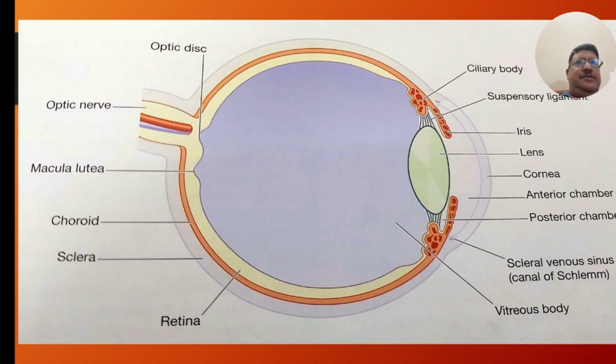So this is the structure of the eye, that is ciliary body and suspensory ligament, iris, lens, cornea, anterior chamber, posterior chamber, scleral venous sinus, vitreous body, retina, sclera, choroid, macula lutea, optic nerve, and optic disc.